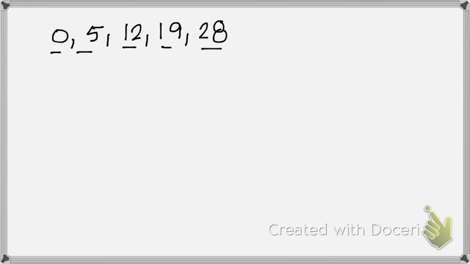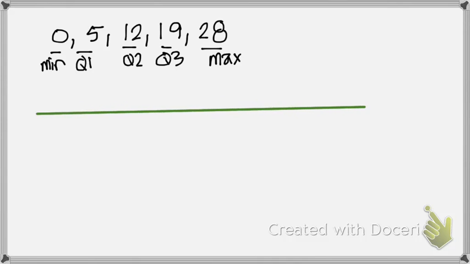So for box and whisker plot, we do have a 5-number summary. And let's say we have our data set that says I have a 0, a 5, a 12, a 19, and a 28 for my 5-number summary. Let's say that that's my minimum, my maximum, my quartile 2, my quartile 1, and my quartile 3. In order to create a box and whisker plot, you need to create a number line and properly label that number line.